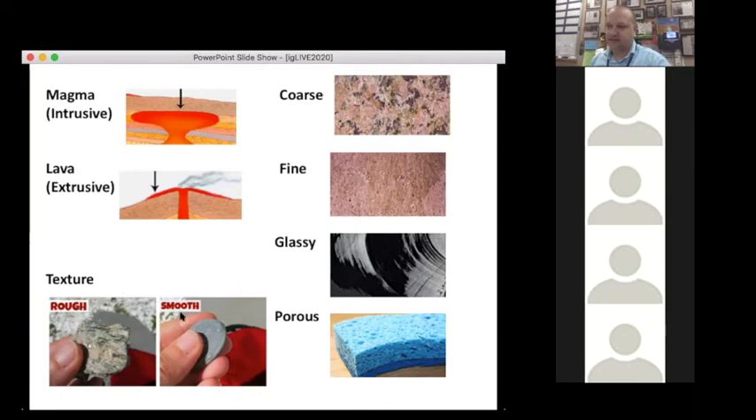You see, texture can mean smooth or rough, bumpy. Okay, there are 3.5 textures. The first texture is coarse. You say coarse. Fine. Glassy. And porous. Good. Porous means that it has holes.